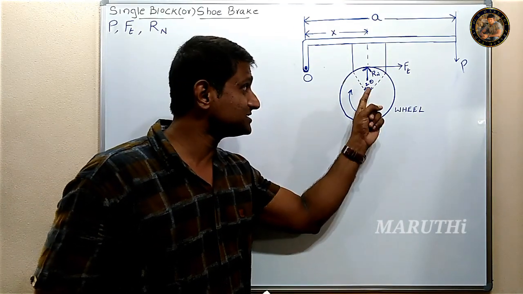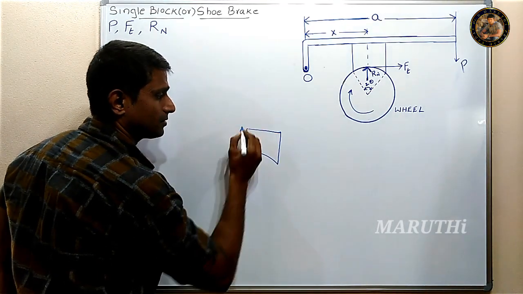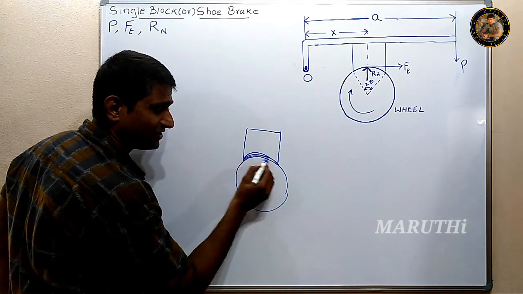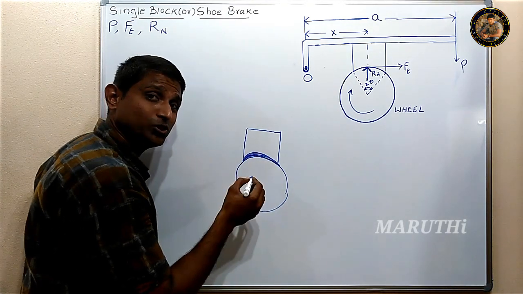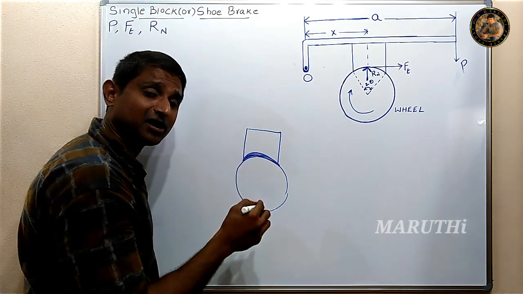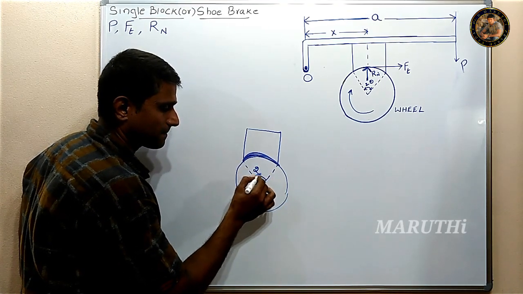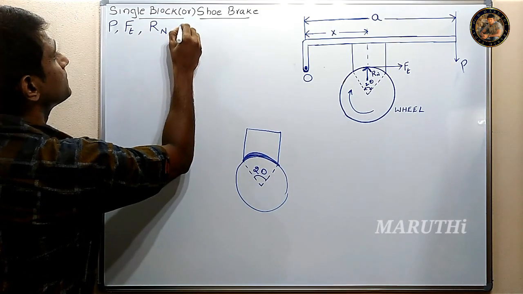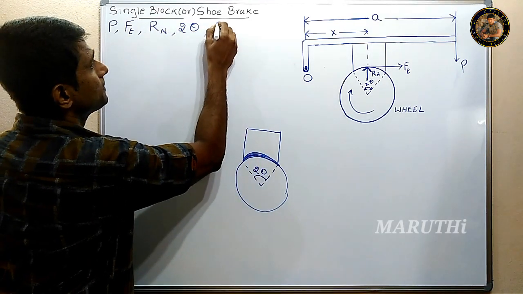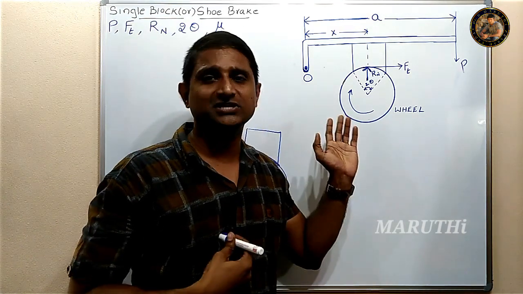And you see one more term, that is 2 theta. This is the shoe actually, and this is the drum. This is the surface where the shoe is getting in contact with the drum. So here 2 theta is the angle of contact of the shoe with the drum. This is 2 theta. Next, let us take mu as the coefficient of friction between the two friction surfaces.